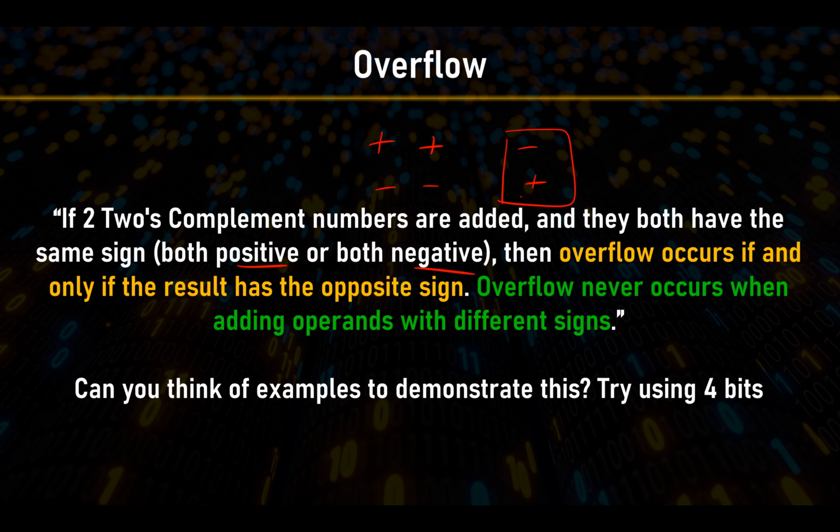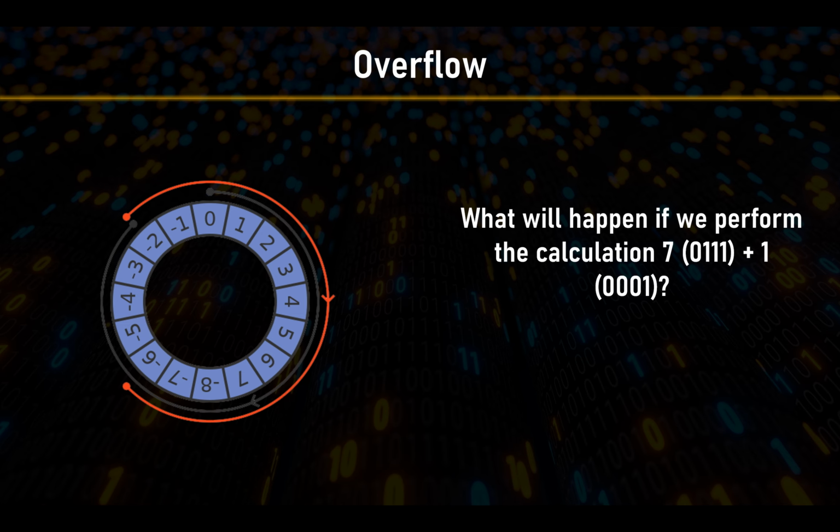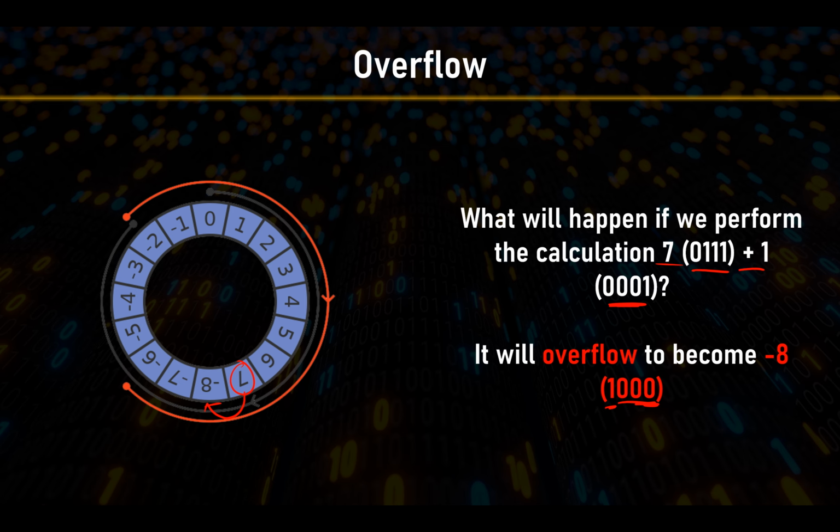So try to think of examples to demonstrate this, and try using 4 bits. So let's say we have 7. 7 is going to be 4 plus 2 plus 1. Then if we try to add 1 to 7, 1 is just going to be this. Here we can see visually quite nicely, 7 plus 1 is going to go to minus 8. Because it's going to go to this, minus 8, with no 4s, no 2s, no 1s.